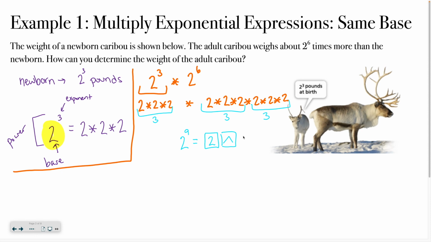It looks just like this. And then once you've punched that into your calculator, you're going to put a 9. And then you get to hit the equals or the enter. Once you do that, it should tell you that 2 to the ninth is 512. So we know that that adult caribou is 512 pounds.